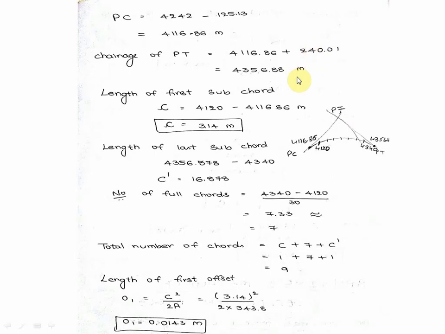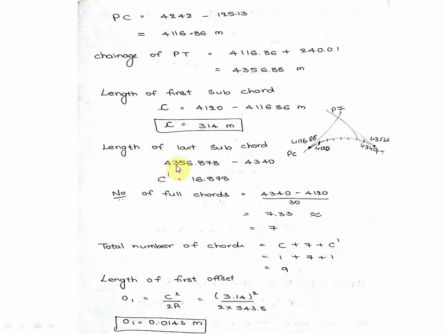So that's why they have taken here 4340 for the last subchord. Okay, 4340. If they took 4350, the total number of full chords would be increased. If the number of chords increased, the length will be greater than the total length of curve. So that's why they have taken the nearer value, which is 4340.